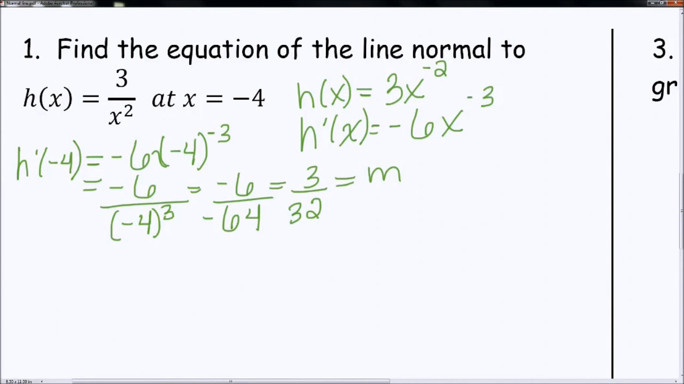I want to find my perpendicular slope. So I need to find the slope that's perpendicular, and that would be negative 32 over 3. And so I have a slope.